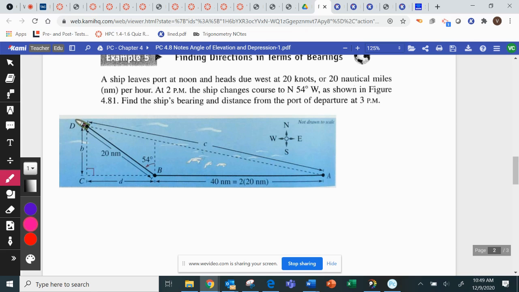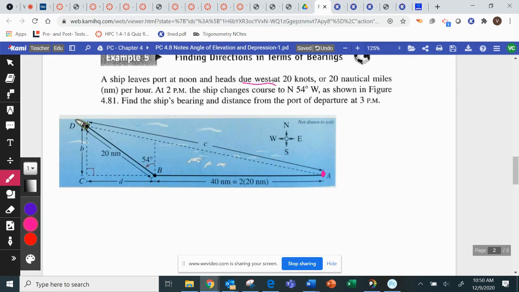So in this picture, it is starting at A. That's the starting port, that's where we're starting. It's going to go due west, so that means straight west. And we're moving 20 nautical miles per hour, 20 knots. Then the next thing it says, at 2 p.m.